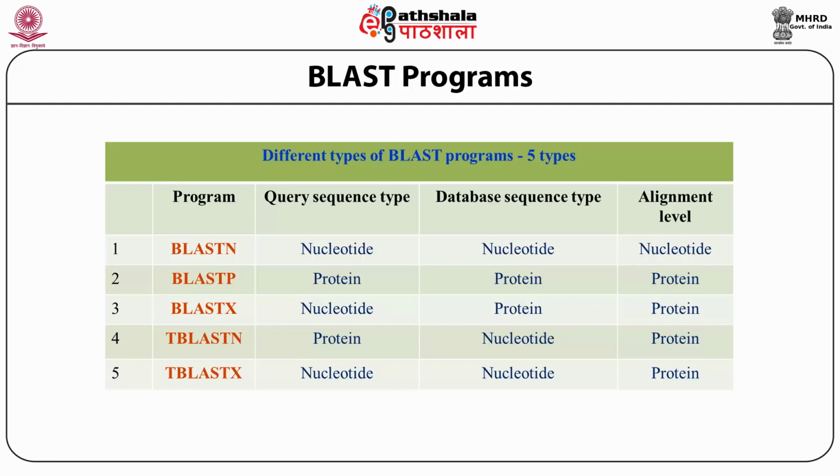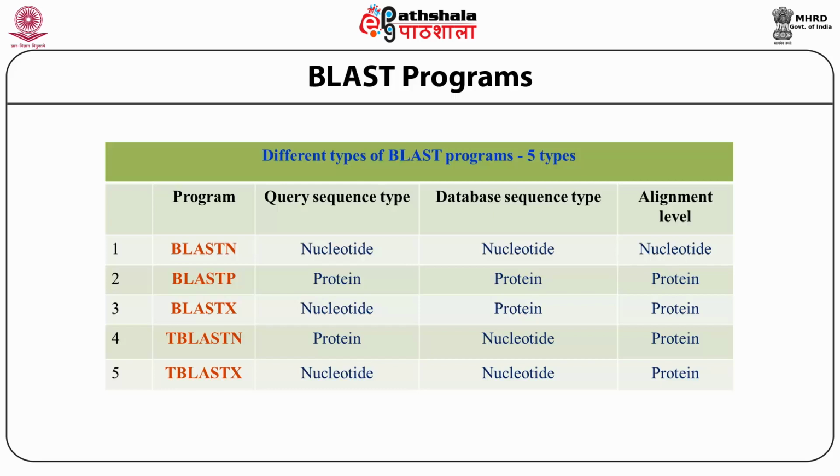TBLASTN is the one where you use protein sequences and they get reverse translated. That means it will be changed into DNA nucleotide sequences and searched against the DNA nucleotide databases, but the alignment will be shown at the protein level. So the protein sequence is translated into a nucleotide sequence and searched against the nucleotide database, and again it will be reverse translated into the protein level and the alignment will be shown.